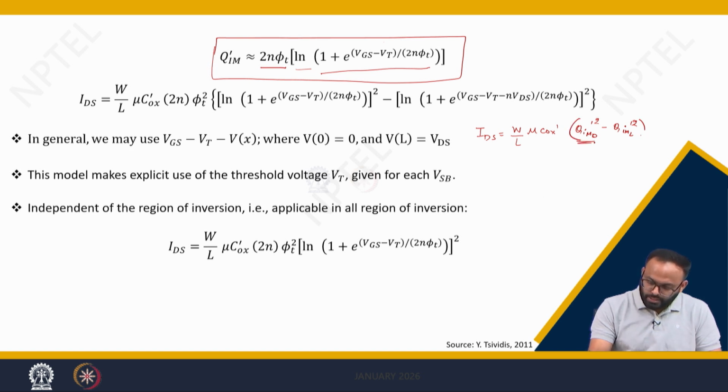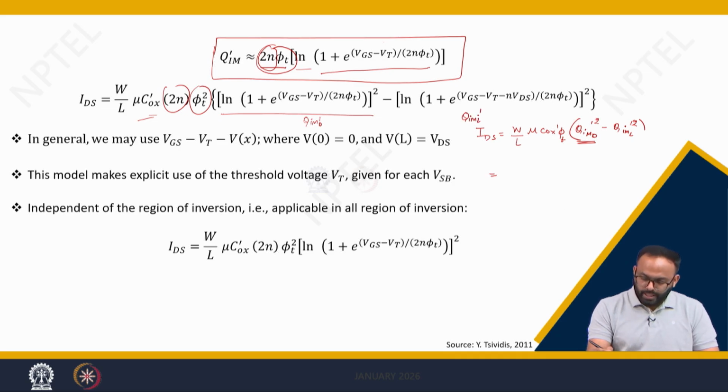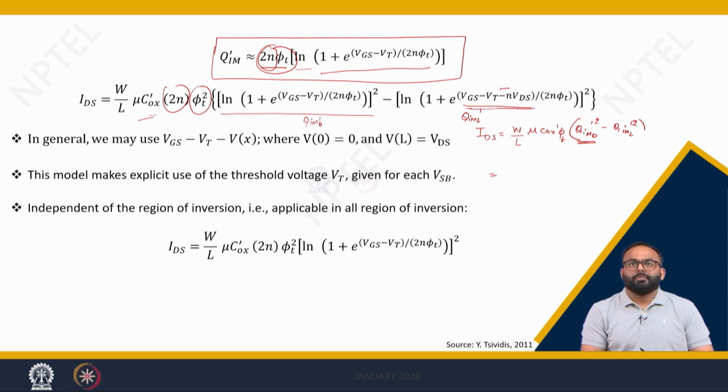Here if you see this term having 2n phi t and earlier this term was having phi t. So phi t square is coming up, 2n is coming up from here, W by L mu into Cox is coming from the previous equation, and there are two components. One is log of 1 plus e to the power Vgs minus Vt by 2n phi t. This is at source side and this is at drain side, right. If you see carefully, in the drain side we do have another term n times of Vds is coming.